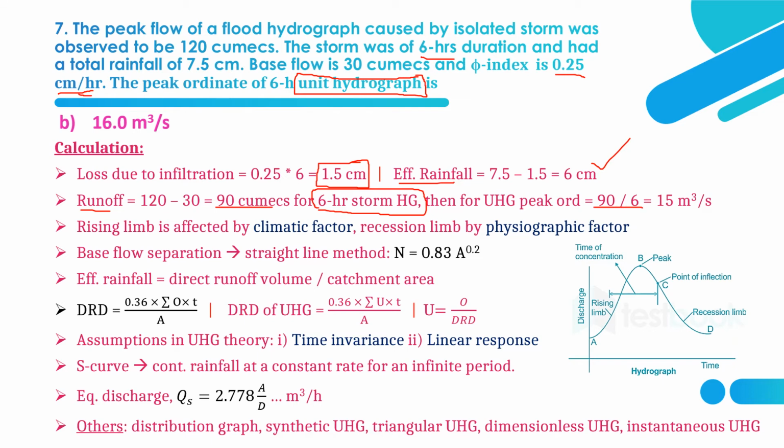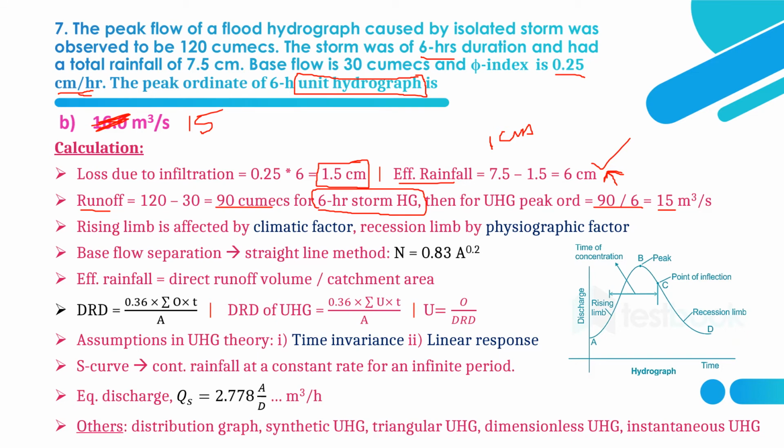What is meant by unit hydrograph? A hydrograph having 1 centimeter runoff. Actually 1 centimeter runoff is the unit hydrograph. So that's why 90 by 6. Actually the effective rainfall of this 6-hour storm was 6 centimeter. Now we require only 1 centimeter, that is the unit hydrograph. So 90 by 6 gives the answer as 15 meter cube per second. So actually not 16, the answer is 15 meter cube per second.